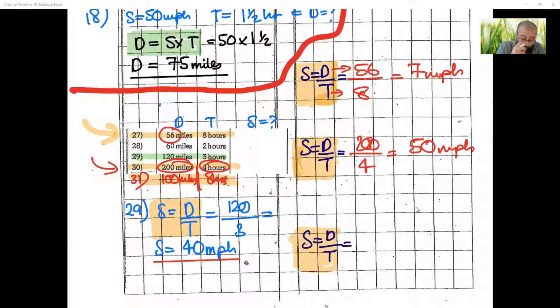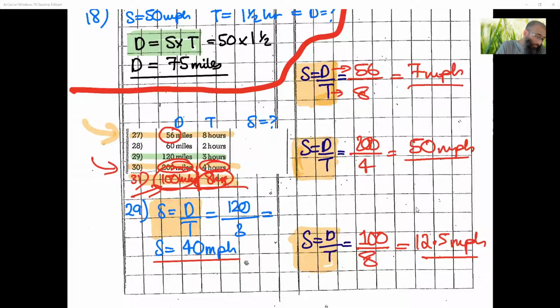Okay, the next one, Ibrahim, is yours. The extension question. We don't know the speed, but we know the distance is 100 miles and the time is 8 hours. So how do we work that out? What's 100 divided by 8? 12.5, or 12 and a half. 12.5 as the speed is perfectly fine.